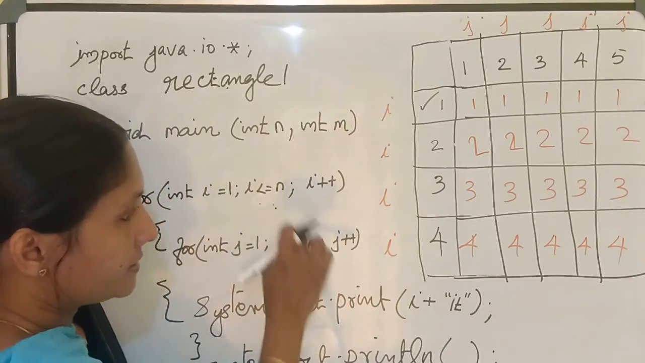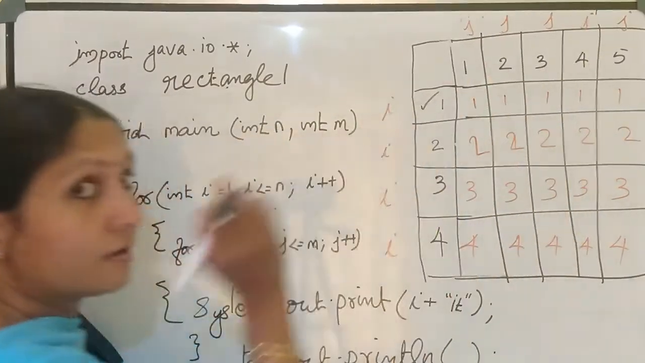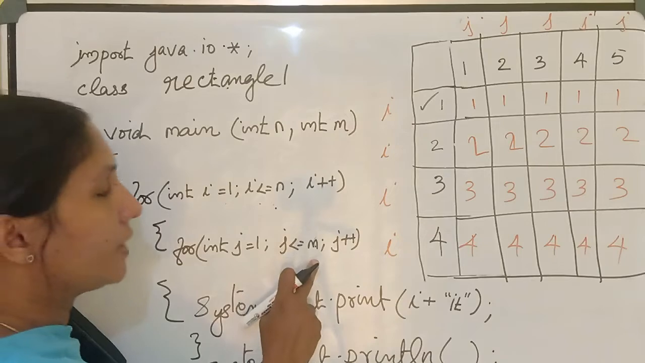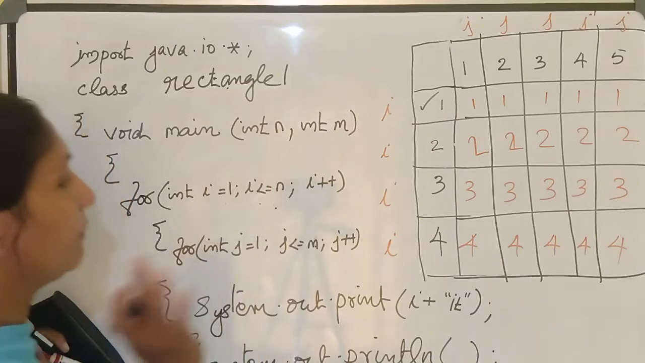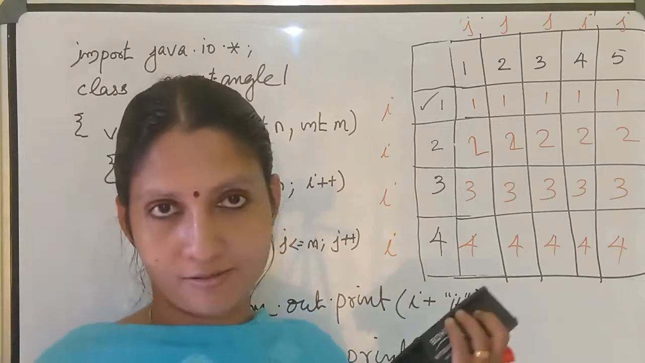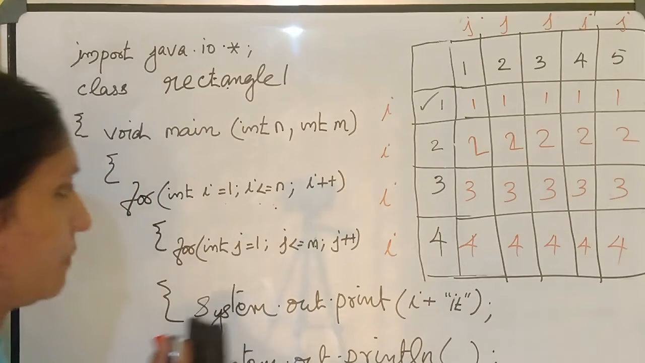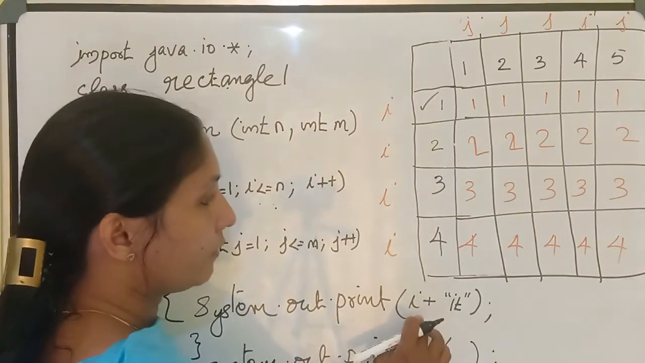Here, see, these are different. That means the last column is 5. That number we can give here instead of this one. That means here the column number and the row number are different. Then we will easily get a rectangle shape. And we know we are printing the same value.